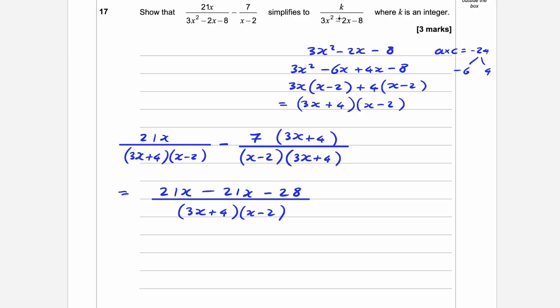Now he wants the quadratic expanded at the bottom, guys, so I can do that, but I know what it is expanded. It's just this, because that's how I got it. So this minus this is 0, so I'm just left with minus 28 over 3x squared minus 2x minus 8, and we're done. That is 17.